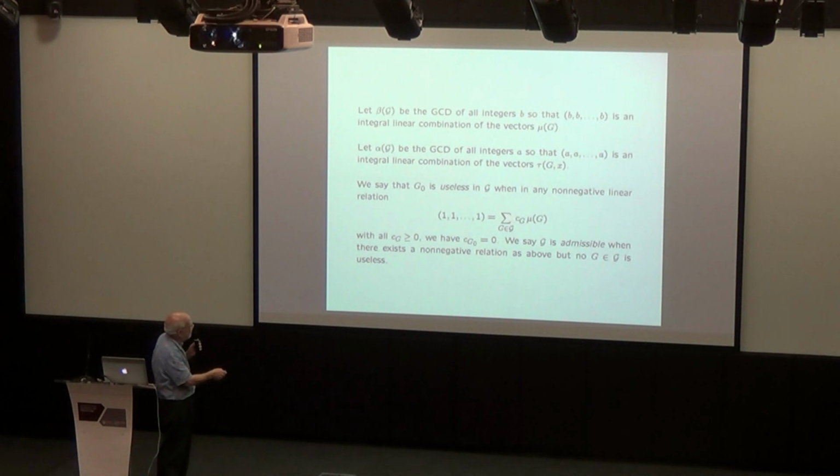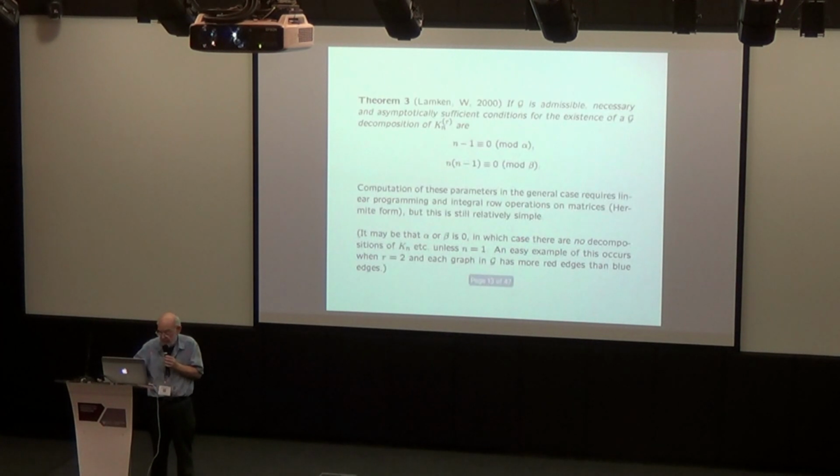Watch out for instances where every graph in our family has more red edges than blue edges. There's no way you can decompose the complete graph with red and blue edges, because the complete graph has the same number of red and blue edges.